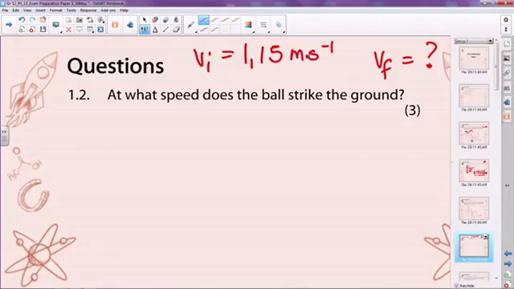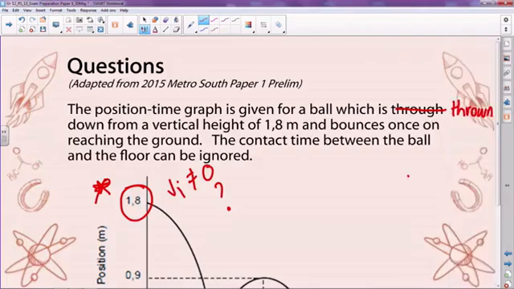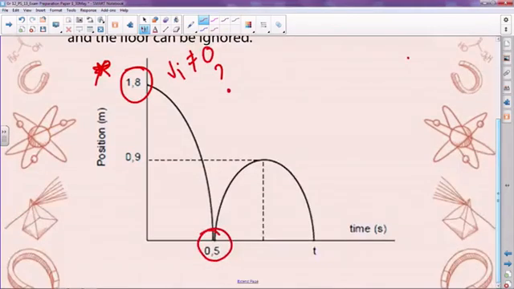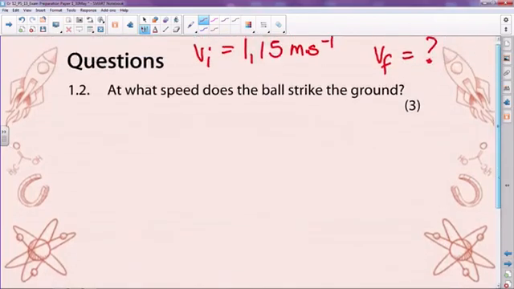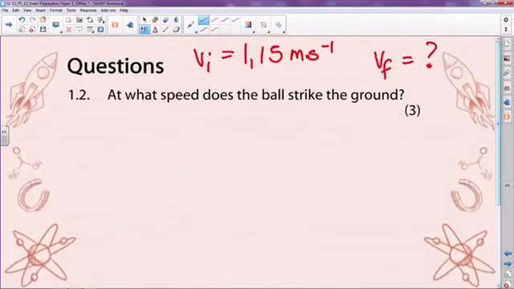So your graph, you know what it looks like. None of the information has changed, so you're going to use the same information. Now I need you to calculate the velocity at which it strikes the ground, and you have 1 minute starting from now.